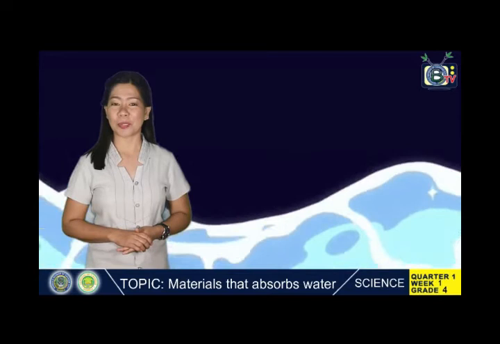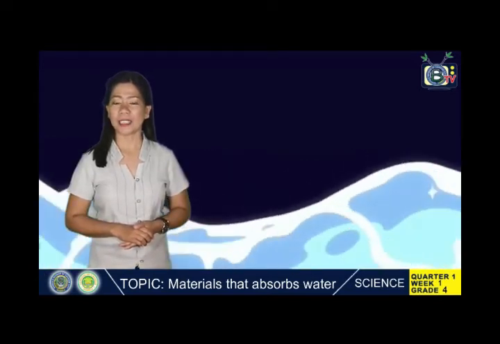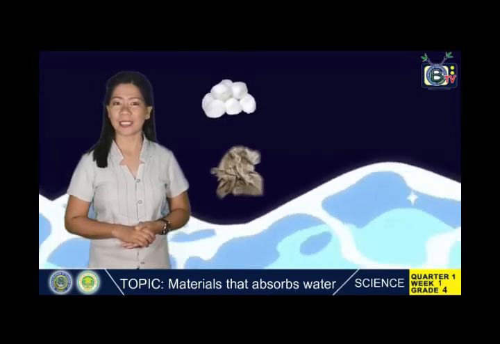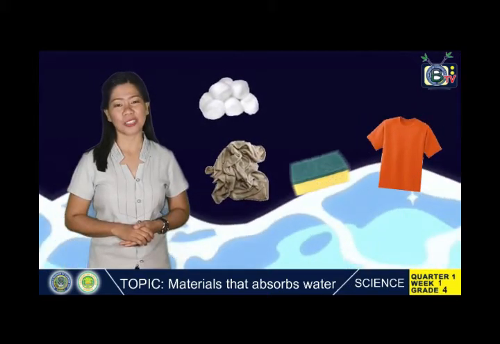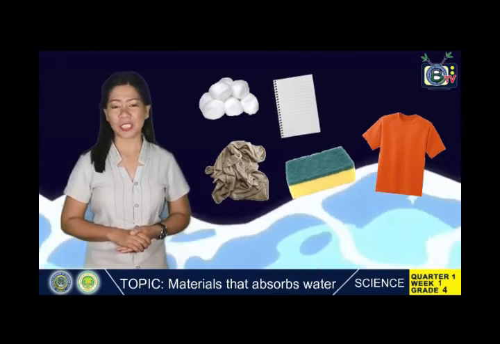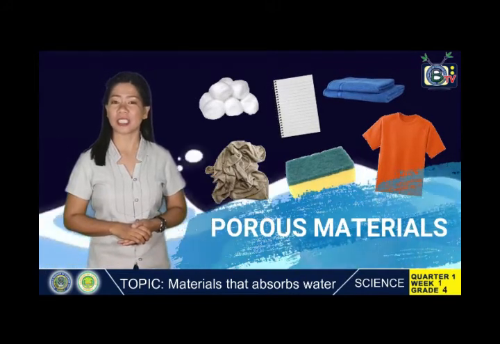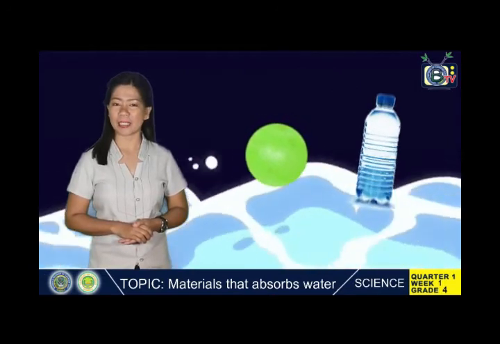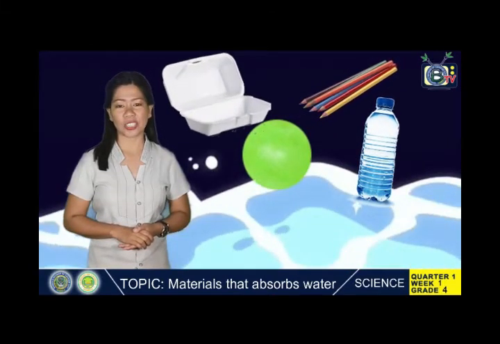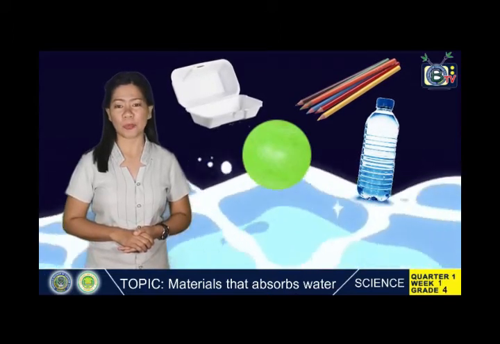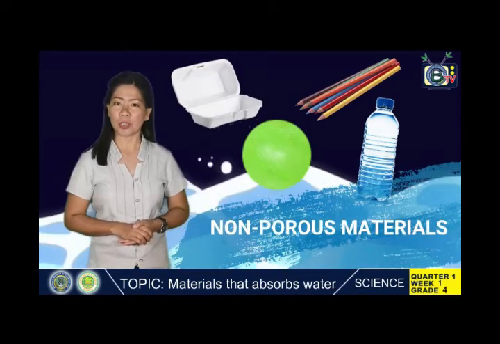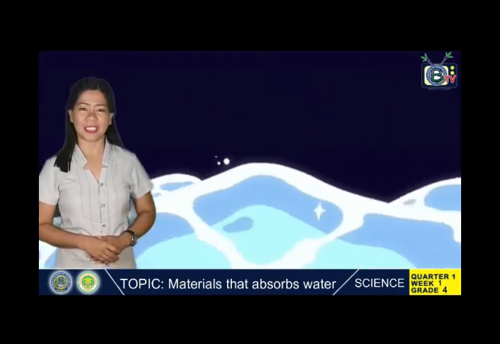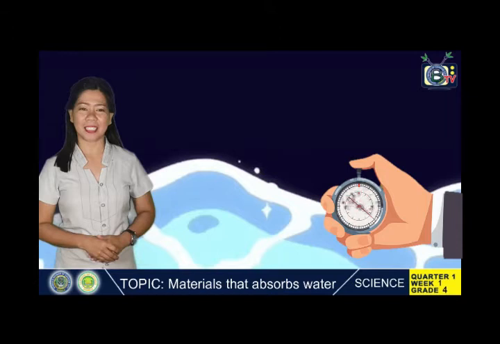Did all the materials absorb water? What are the materials made of? Cotton balls, rag, t-shirt, sponge, paper, and face towel are porous materials. They absorb water. Rubber ball, plastic bottle, pencil, and styrofoam did not absorb water. They are non-porous materials. Now let us answer the chart. 10 minutes, here we go.